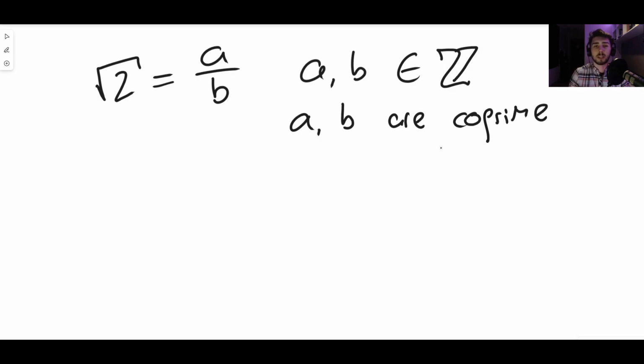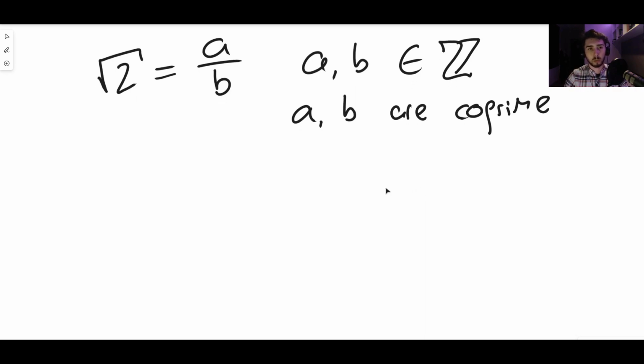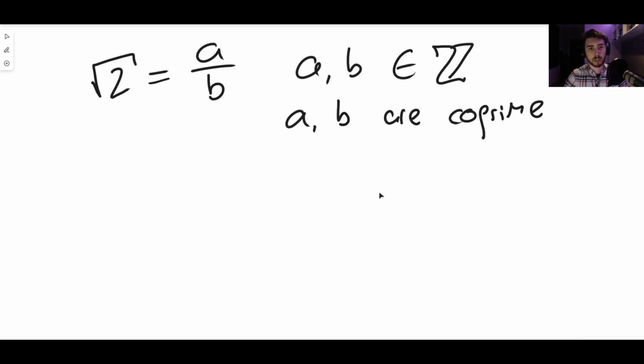What this means is that a and b do not share any common factors. This is the simplest way to write the square root of 2. There's no division that's needing to happen here. A and b cannot be multiples of the same number. They can't both be multiples of 2 or 3 or 4 or anything like that. They are in their simplest possible form. That's the assumption that we're going to make.